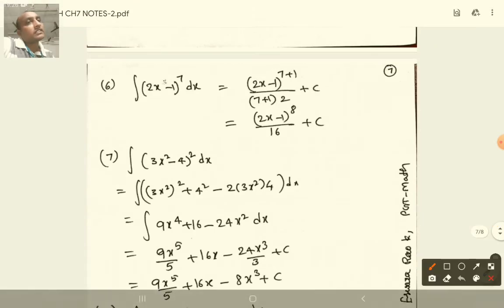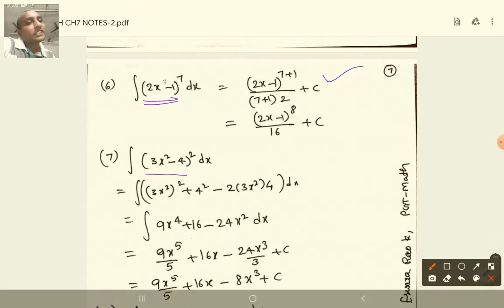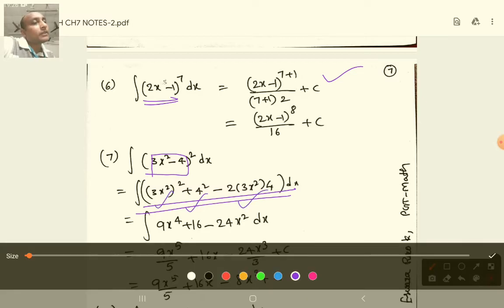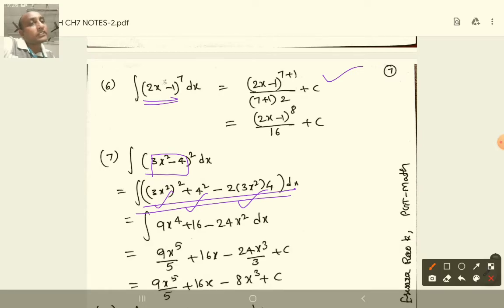See, if it is linear, no problem, you can do. But if it is quadratic inside, you cannot do like this. So first you have to open it. 3x square plus 4, a plus b, a minus b whole square formula, a square plus b square minus 2ab. If you apply the a square plus b square minus 2ab formula, you get 9x power 4 plus 16 minus 24x square into dx. So then after that you can individually integrate: 9x power 5 by 5, constant integration is constant into x, minus 24x cube by 3. Then after simplification we get this answer. Okay, next.